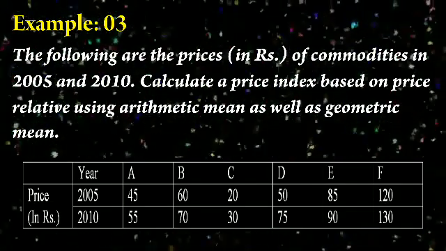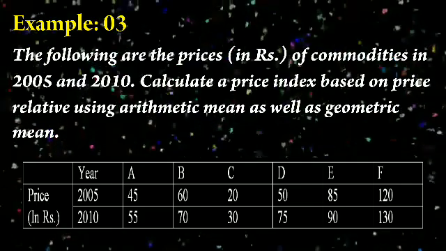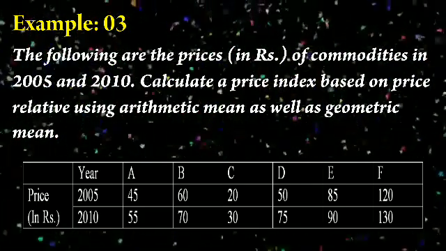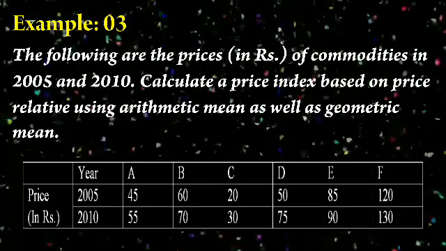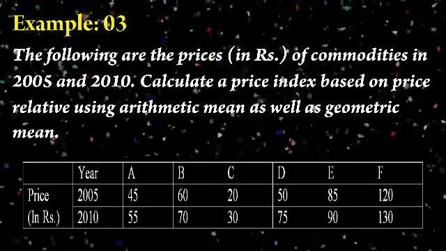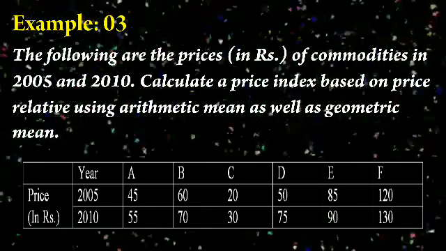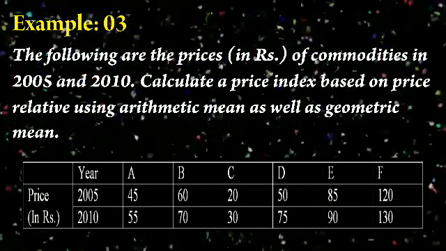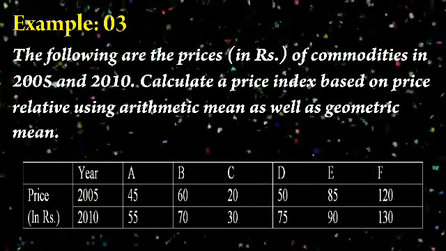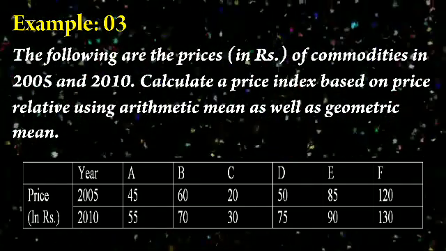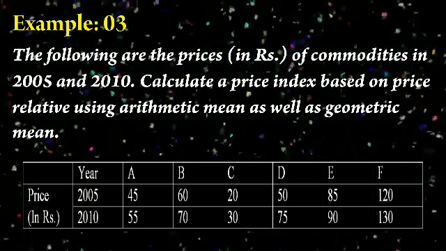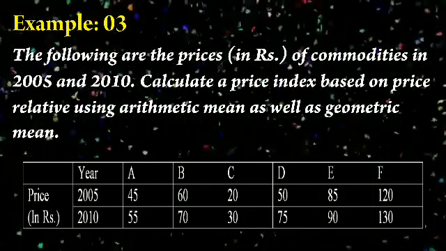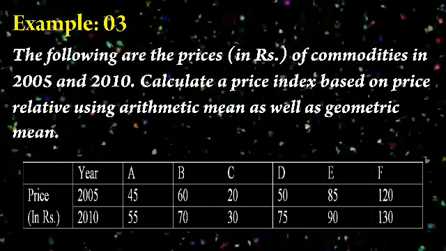As you know, AM is constructed based on the formula P01 equal to sigma P divided by N, and GM equal to antilog of sigma log P divided by N. The data is given here. The price values are given for the base year and the current year. Here the base year is 2005 and the current year is 2010, and the different commodities are given as A, B, C, D, E and F.